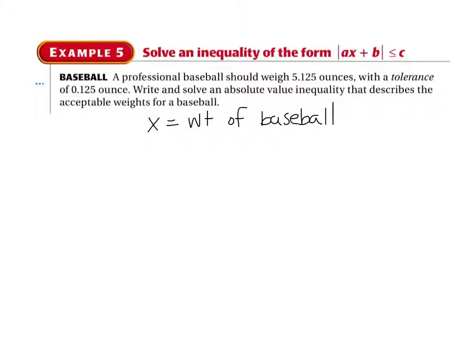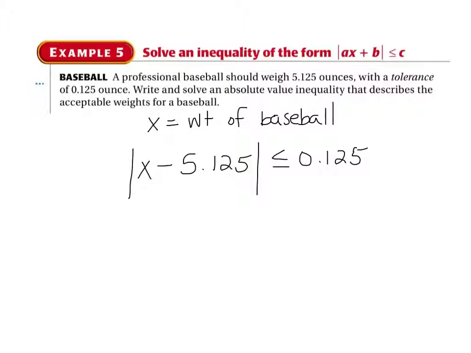And in order to write an inequality for this tolerance problem, we're going to say that x, the weight of the baseball, minus the official weight, what it's supposed to be. If we take the actual weight of the baseball and subtract the weight it's supposed to be, the difference between those two is supposed to be within 0.125 ounces, but it could be in either direction. So you put that inside the absolute value bars, and you say that difference has to be less than or equal to the tolerance.